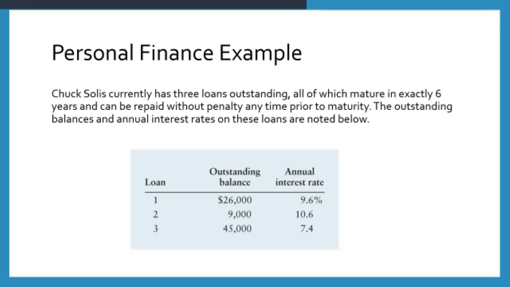So he has 3 loans. Loan 1 is 26,000, loan 2 is 9,000, loan 3 is 45,000. Each one has a different interest rate. Maybe one is a credit card, one a car loan, one a furniture loan. All of them mature, or will be paid off, in 6 years.